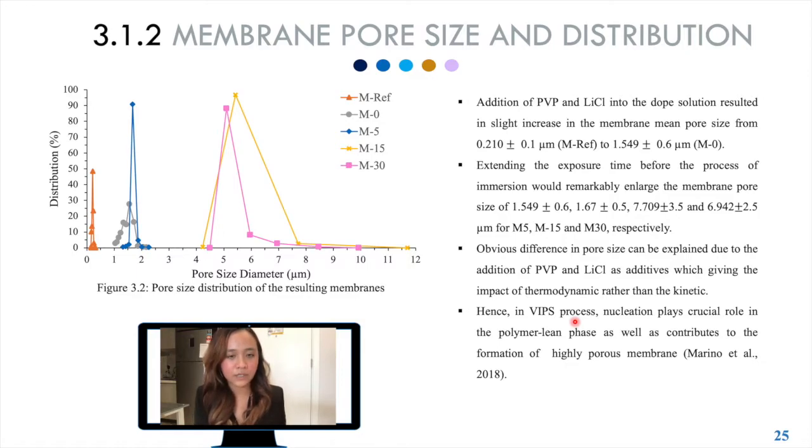Hence, in Webb's process, nucleation plays a crucial role in the polymer lean phase as well as contributes to the formation of a highly porous membrane. Therefore, it is recognized that through the polymer chains, an increase in solution viscosity eventually limits water passage, forming a spongy matrix and more porous top surface, thus leading to the formation of larger mean pore size.